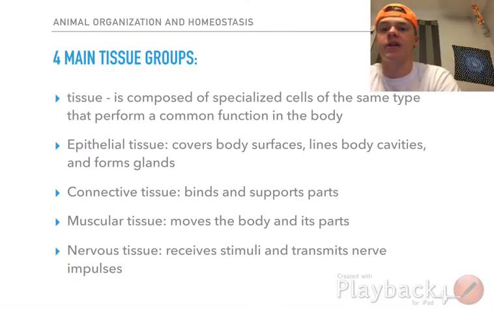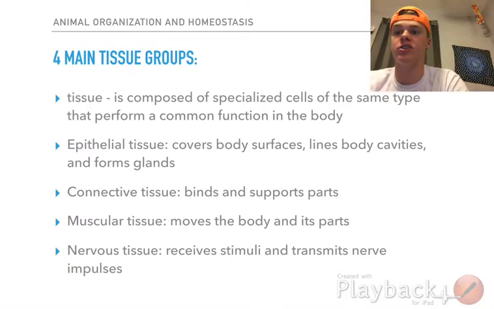Four main tissue groups that we're going to hit on today are epithelial tissue, which covers body surface, lines body cavities, and forms glands; connective tissue, which binds and supports parts; muscular tissue, which moves the body and its parts; and nervous tissue, which receives stimuli and transmits nerve impulses. First things first, tissue is composed of specialized cells of the same type that perform a common function in the body.